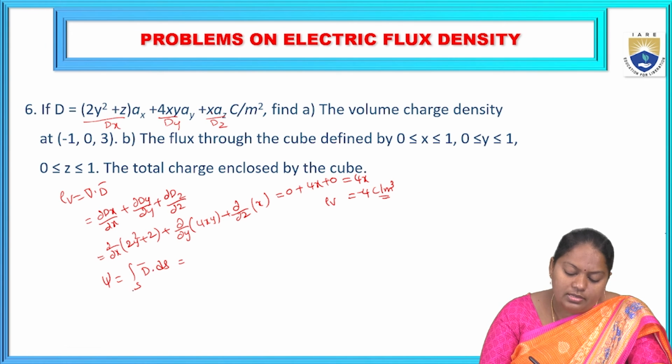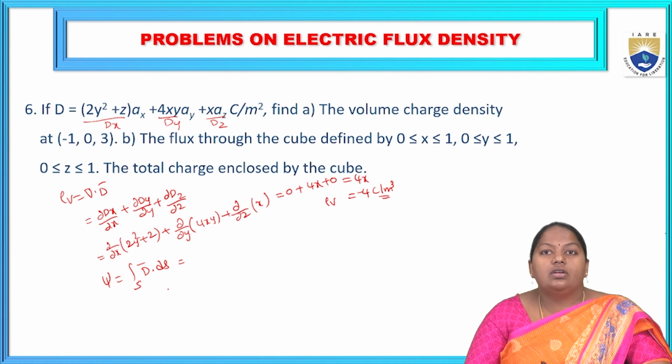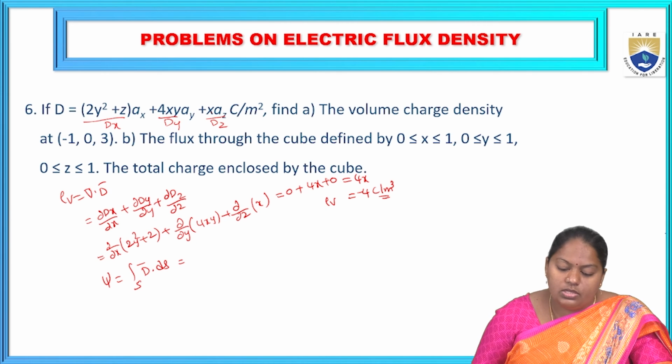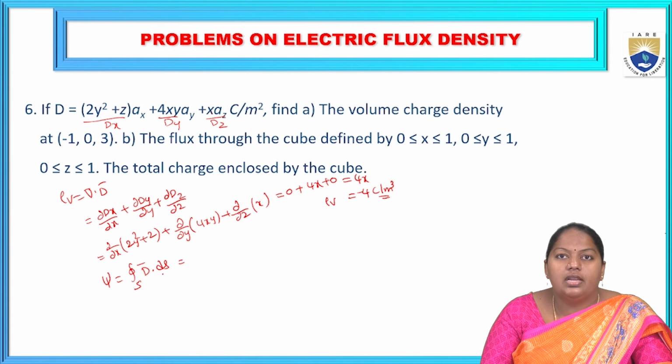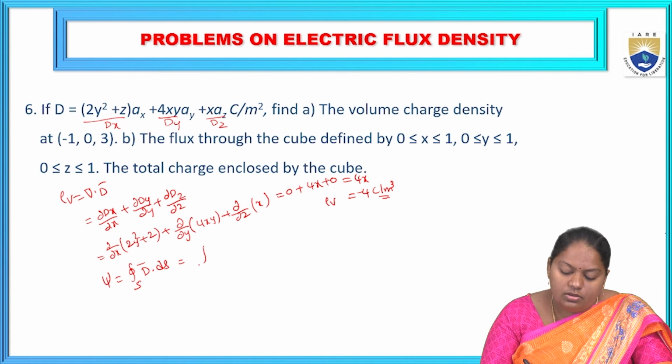So we know that the flux through the cube is given by the formula psi is equal to the closed integral of D dot dS. If you expand this equation, for the first case you consider x from 0 to 1 and y also from 0 to 1. For this, dS can be written as dx dy into az, which means we have to consider only the z component over here.